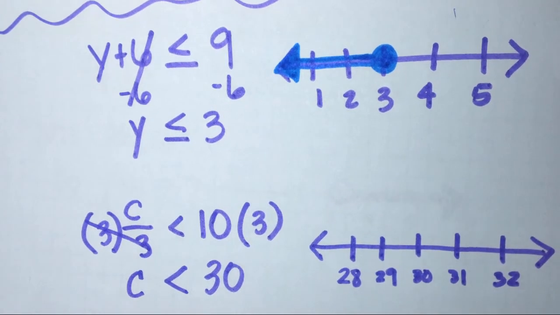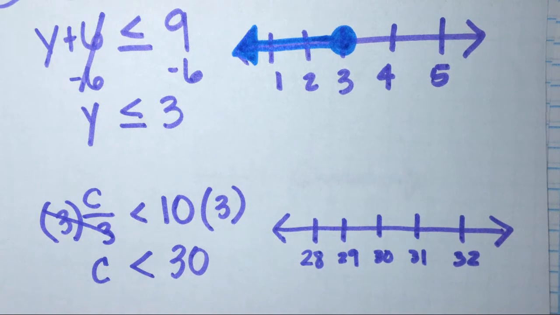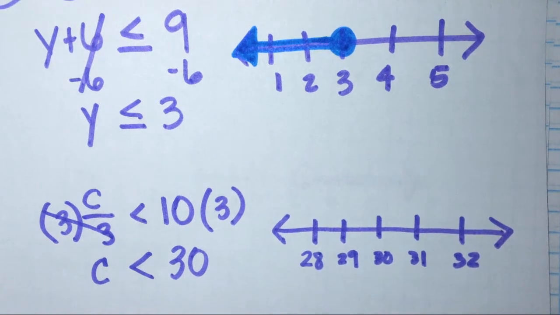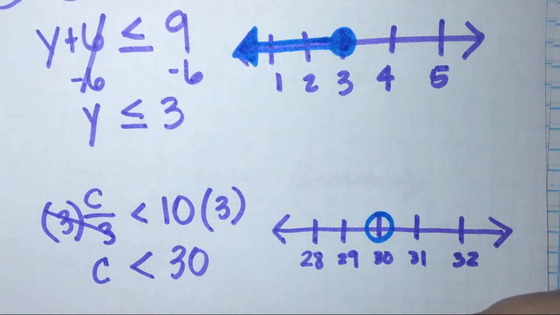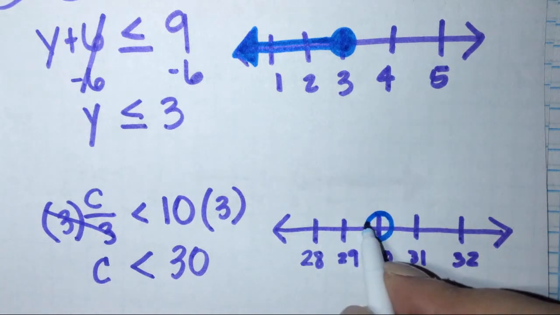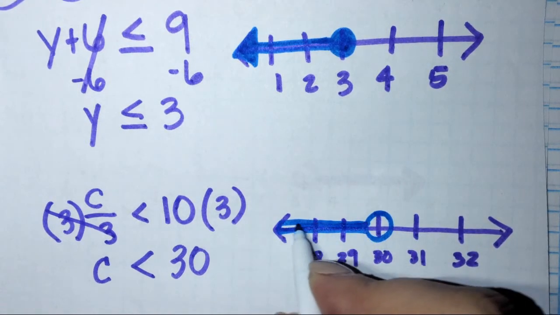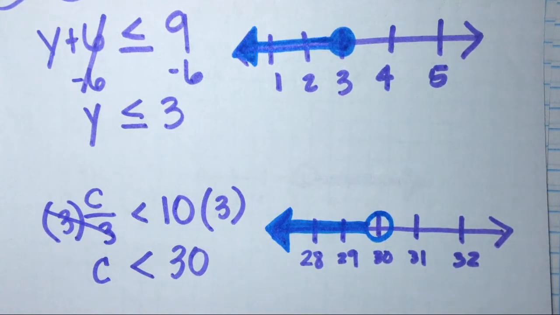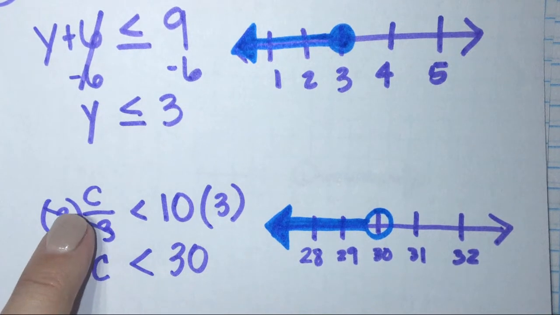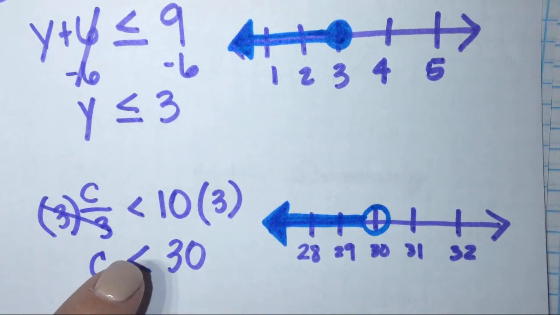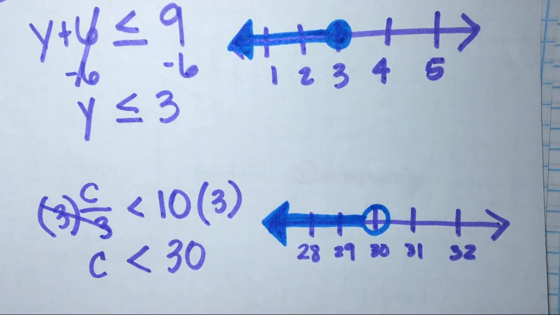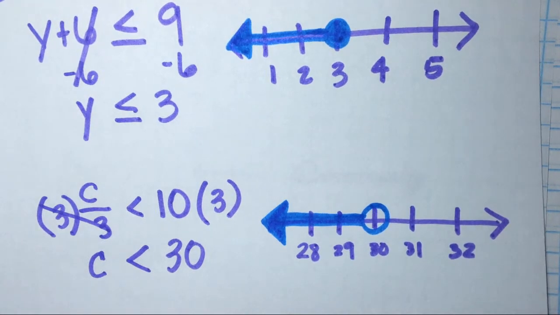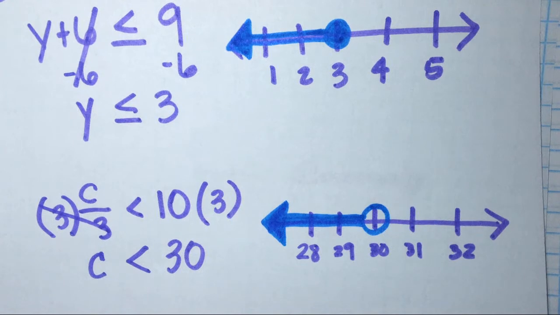Okay, oops, slide over just a little bit. All right, open or closed circle on 30? Open. There's no equal to, so it does not include the number 30. And everything to the left, because it's less than. Why would it not include 30? Because it's less than 30. It is. But what happens if I had 30 divided by 3? What would I get as my answer? 10. Is 10 less than 10? No. So this one does not include 30. It'd be anything less than 30.